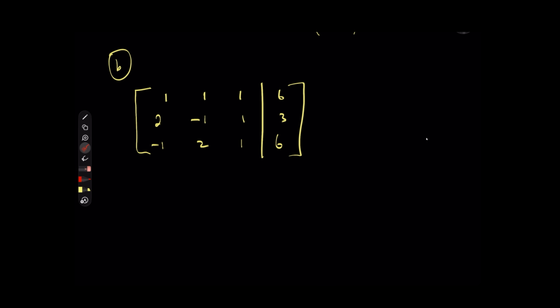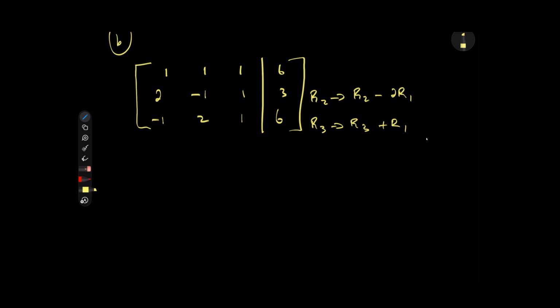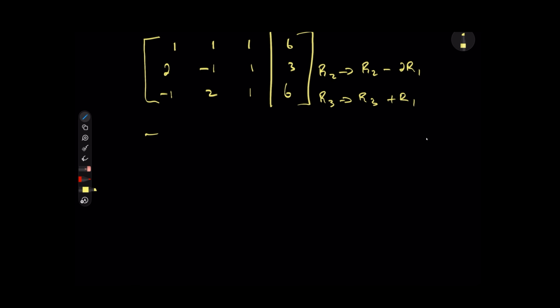So, of course, as usual, I need to get a 0 here and a 0 here. So I'm going to take row 2 and subtract 2 times row 1 from it, and I'm going to add row 1 to row 3. Let's write down those row operations. Row 2 is row 2 minus 2 times row 1, and row 3 is row 3 plus row 1. Of course, if you did these separately, it's fine. I'm just looking to save time. It's an examination.